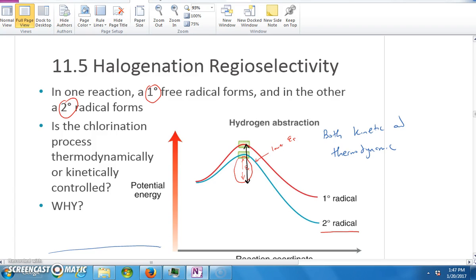And that means that the reaction is going to be kinetically controlled. And also, because the secondary radical and the primary radical are both more stable than the reactant, it's also thermodynamically controlled. Thermodynamic control because you are forming more stable intermediates, and at the same time the activation energy that leads to the formation of the more predominant product is lower. And so the reaction is actually going to go through a lower activation energy pathway. So the reaction is both kinetically and thermodynamically controlled.